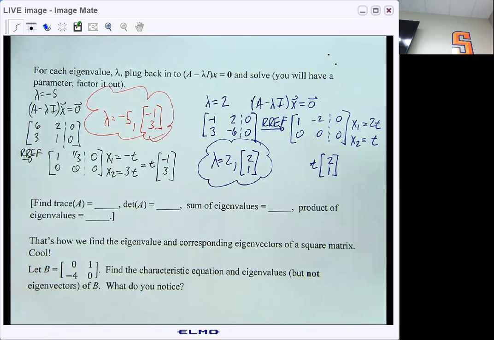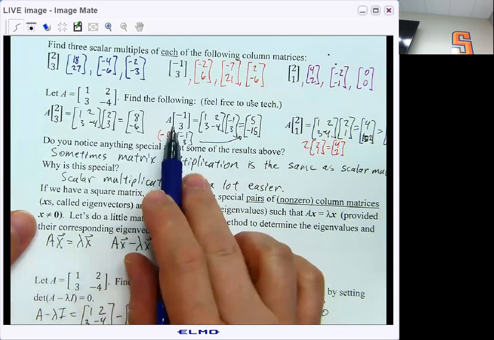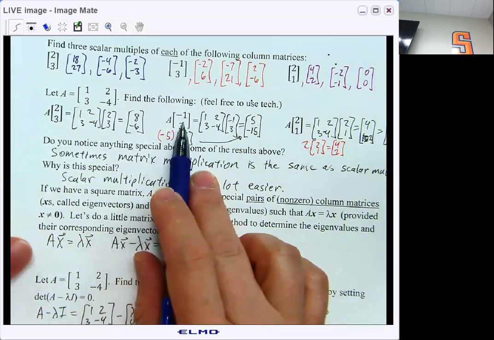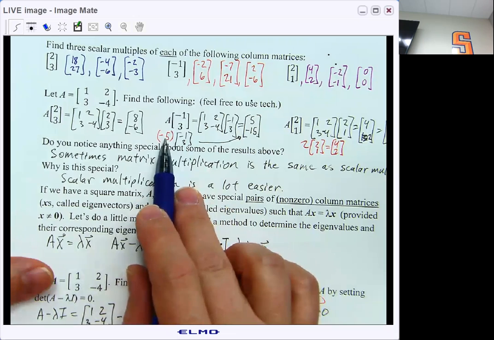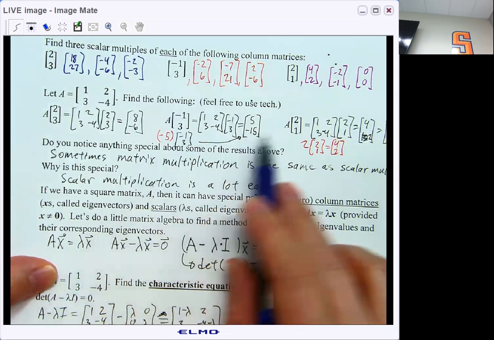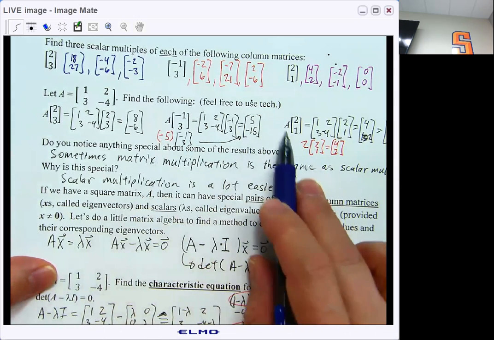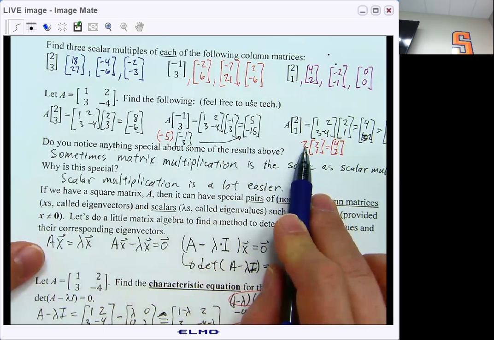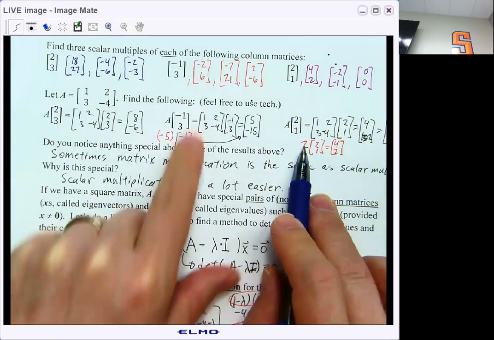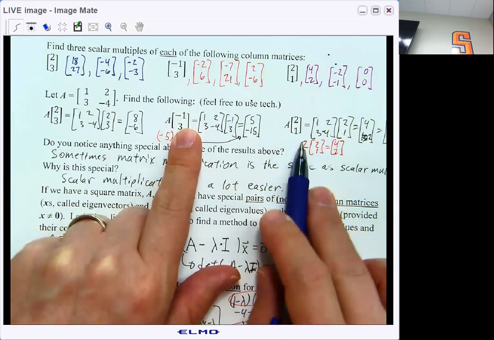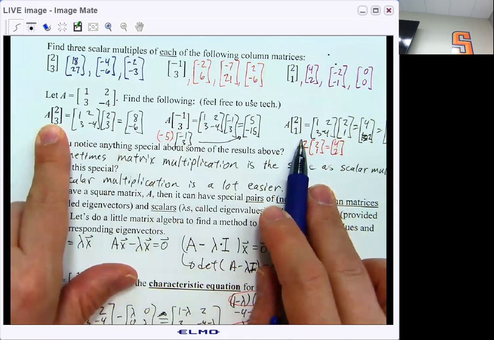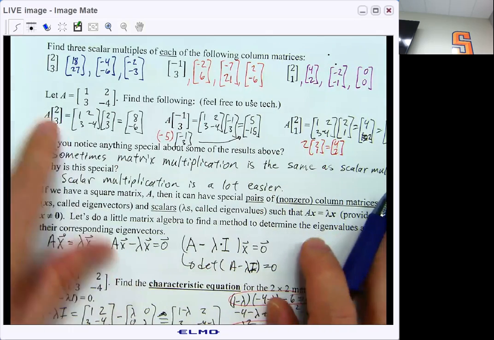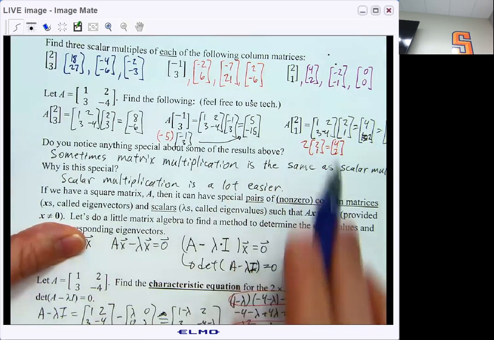Okay. And lambda equals 2 also works, but he only works on scalar multiples of the vector 2, 1. So let's go back in and look. Hey, check that out. So we can see that negative 1, 3, his scalar multiple was negative 5, and the vector 2, 1, his scalar multiple output when we multiplied by a matrix was 2. But note that it'll only work on these two guys, but not on every possible column matrix. It only works on certain guys.